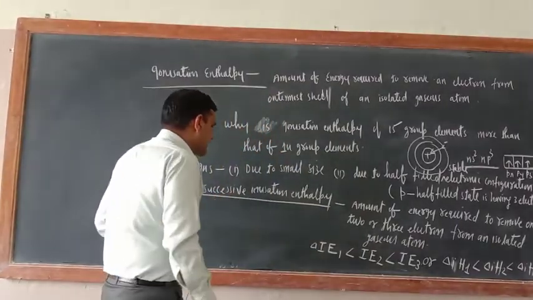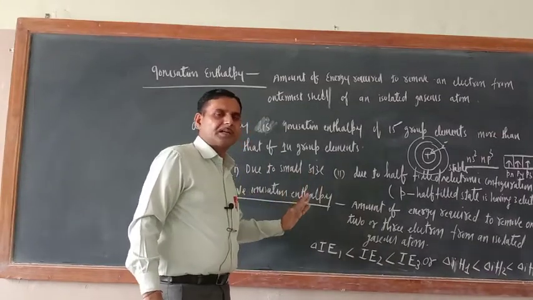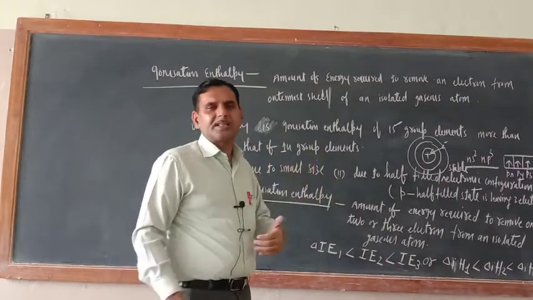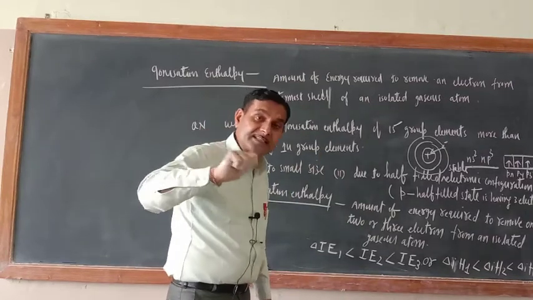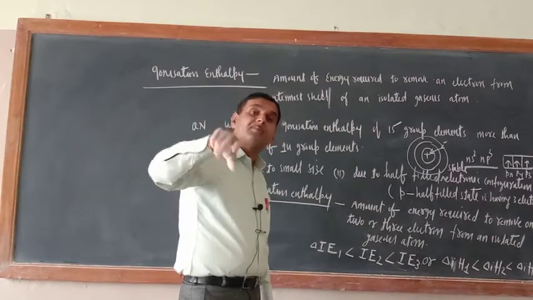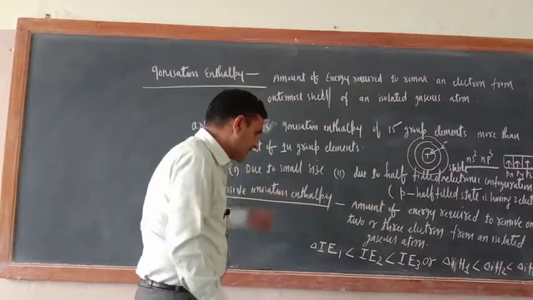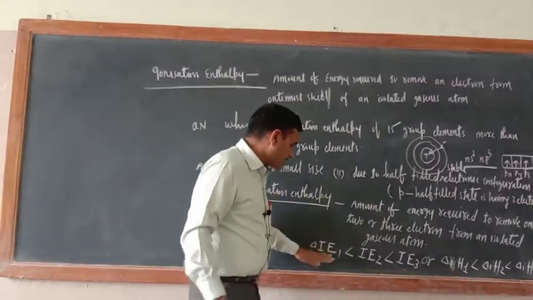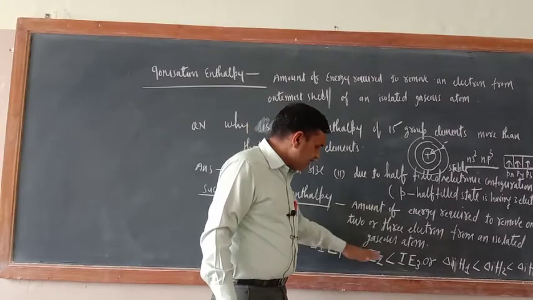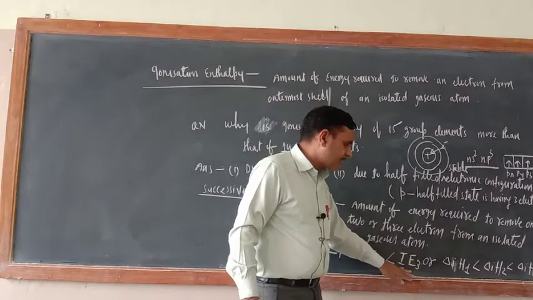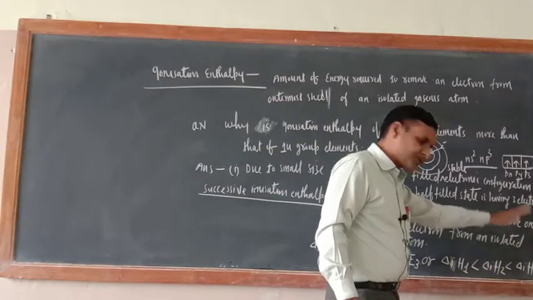There is one more word, successive ionization enthalpy. In 11th class only I taught this one. What is the meaning of successive ionization enthalpy? Removal of 1, 2, 3 electrons successively from the outermost shell of an atom is known as successive ionization enthalpy. Let us see here, I wrote the order also. The first ionization enthalpy value is the least. Greater than first, second is there. Greater than second, third is there. Now you can write it this way also: delta H1, H2 and H3.